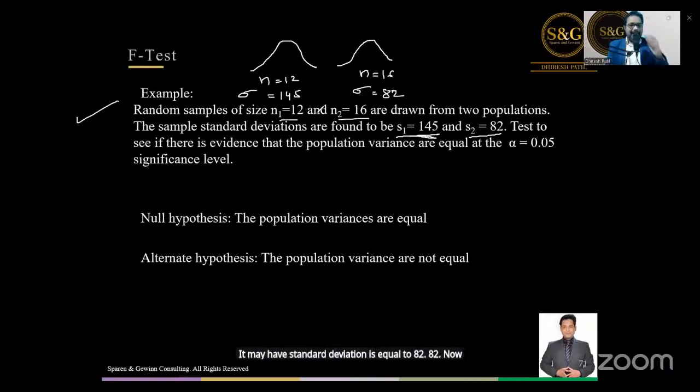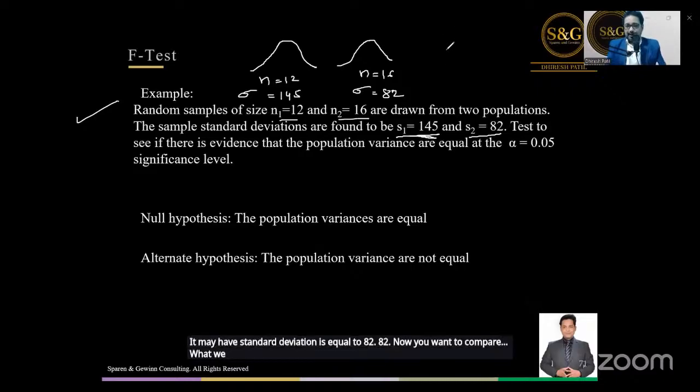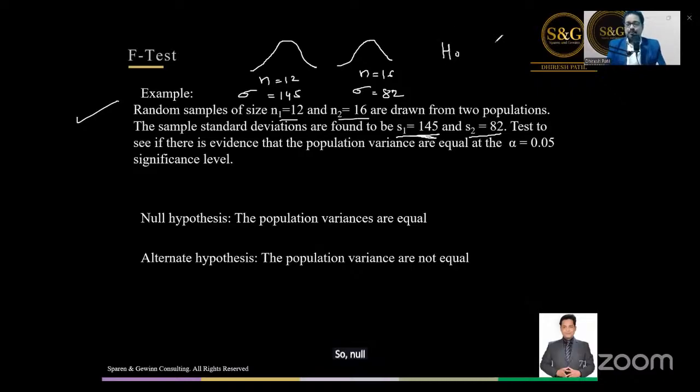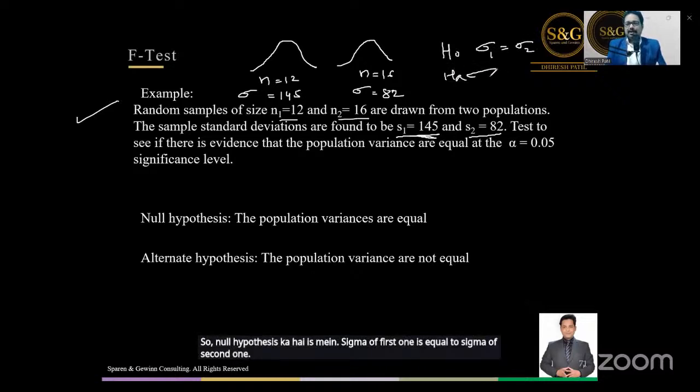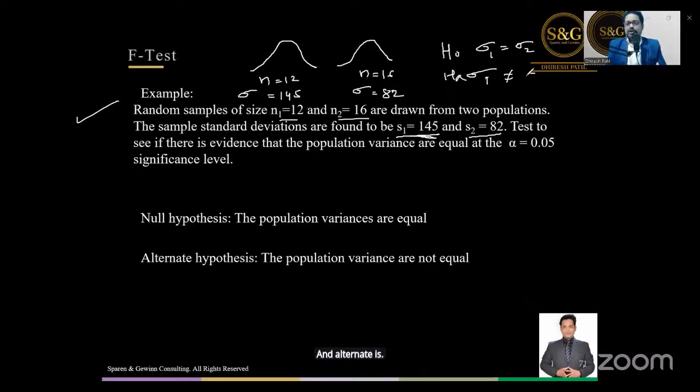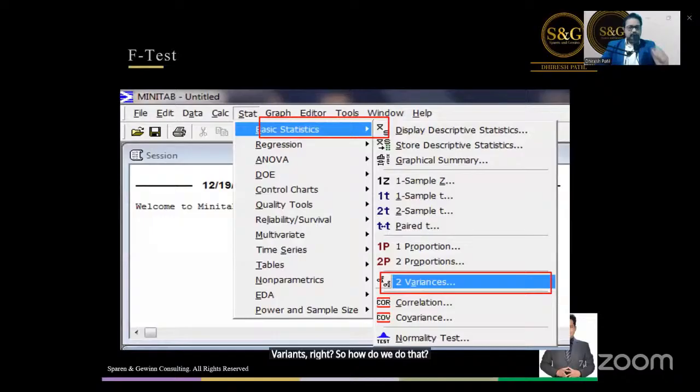Now what do we want to compare here? So what is the null hypothesis? Sigma of first one is equal to sigma of second one, and alternate is they are not equal to each other. Very simple. So how do we do that? It is called test of equal variance, right? So how do we do that? So you can just check here. I will also do it along with you.